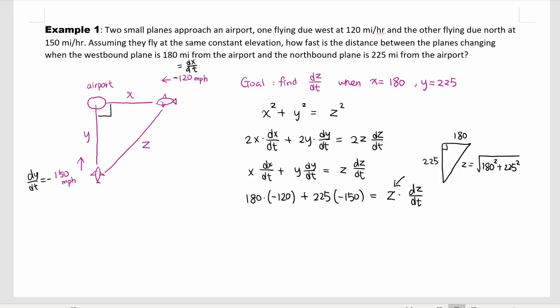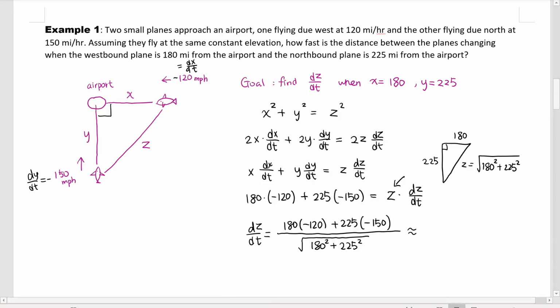Okay, now let's see. dz/dt equals, the left hand side, 180 times negative 120 plus 225 times negative 150, all over z. Z is the square root, oops, my square root, let's make it look better, of 180 squared plus 225 squared. Okay, so plug this in your calculator. What do you get? Let me grab my calculator and calculate these numbers.